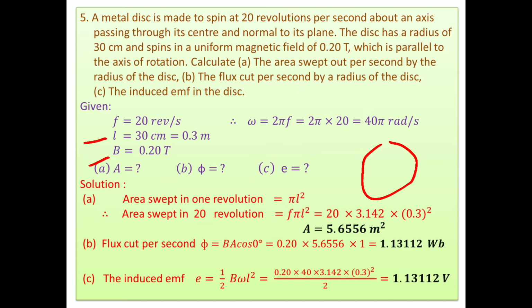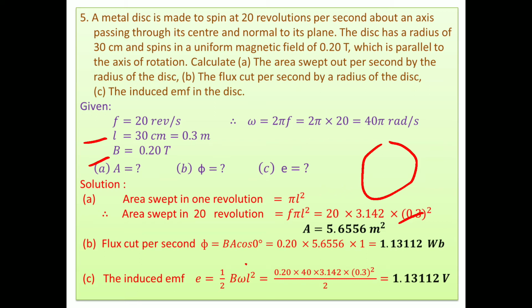Then another question asks the flux cut per second by the radius of the disk. So flux cut can be taken as B into area swept, cos of 0, because area vector and magnetic field are in the same direction. So cos 0 is taken here. Thereafter we go through 0.20, 5.6556 into 1. So you can take here 1.13112 Weber. Only you have to write answer 1.13, it's enough.